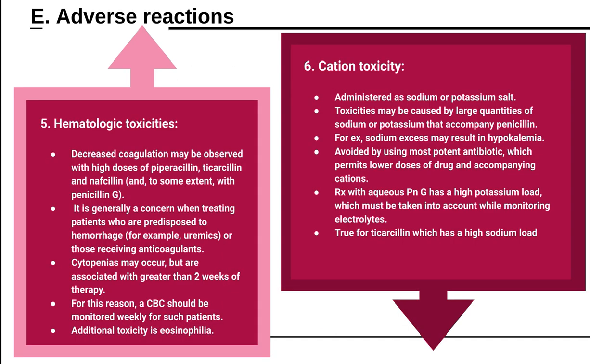Then there can be some hematologic toxicities, because coagulation decreases if a person is using piperacillin, ticarcillin, nafcillin, and also penicillin G. These are all bad penicillins. I don't recommend using them because they cause decreased coagulation. If you use them for more than 2 weeks of therapy, there will be cytopenia. When do we have penia? If the count increases or decreases? Decreases. Yes, you see that will happen.